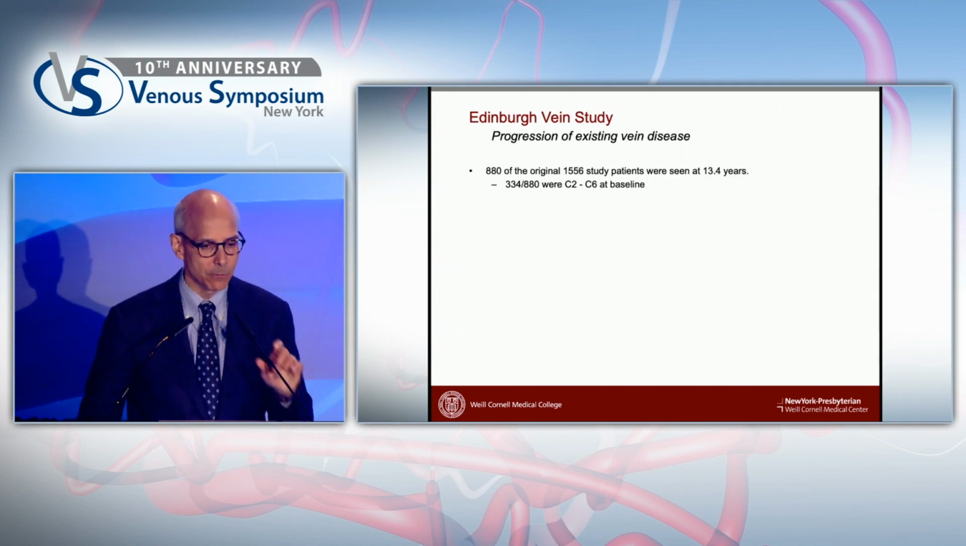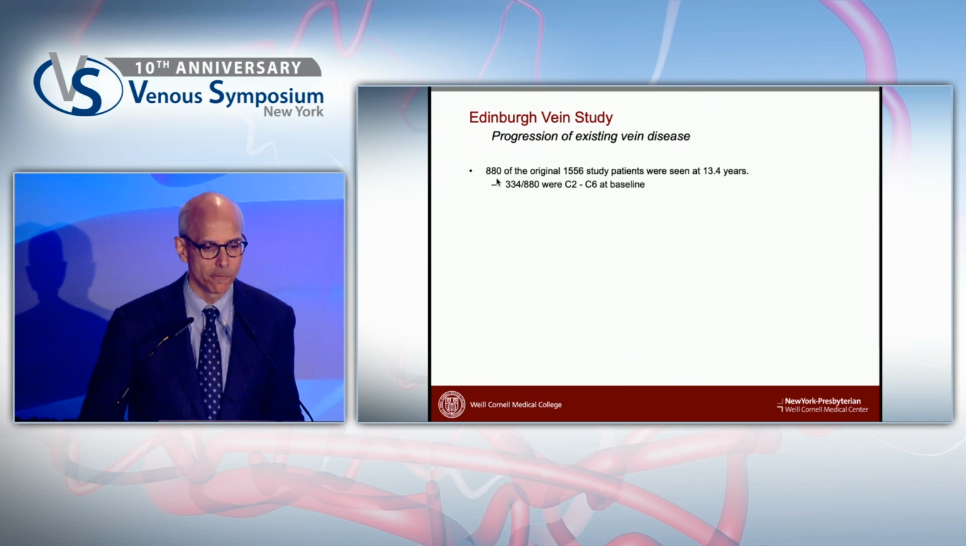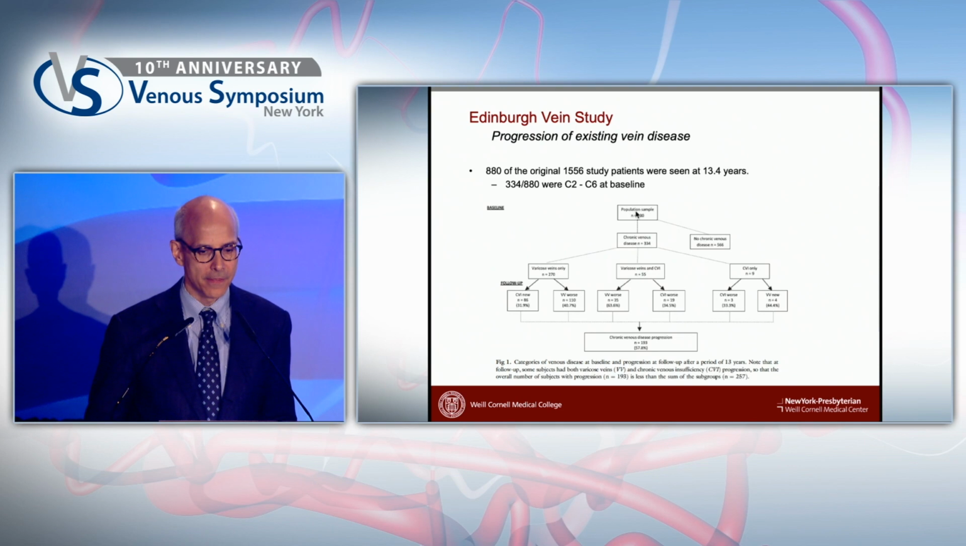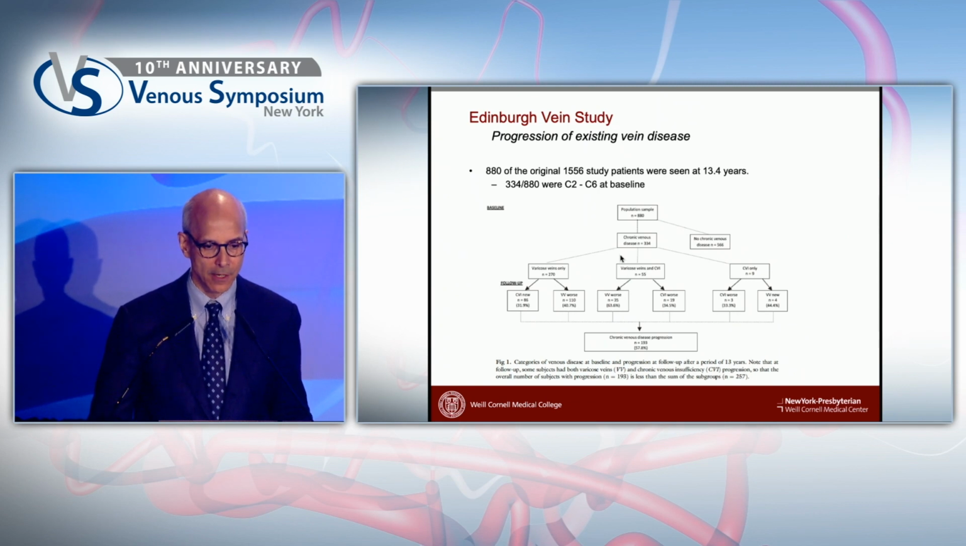Going back to the Edinburgh study and looking again at that 880 patient cohort that had no venous disease or had venous disease before, 334 of those patients were between C2 and C6. And this is a slide from their study showing of those patients, of the 880, they had been able to re-examine with ultrasound and physical exam at the 13-year follow-up.